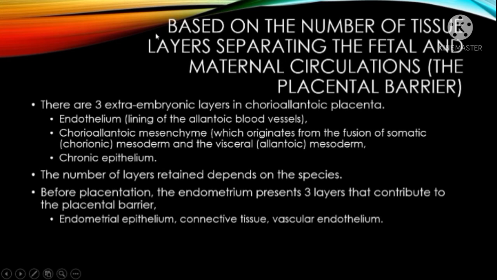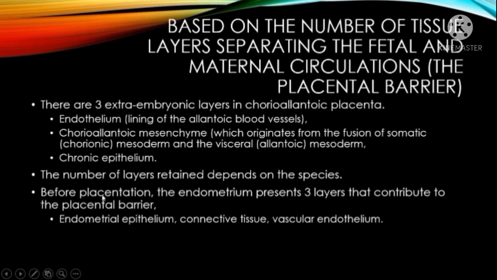Next, the classification is based on the number of tissue layers separating the fetal and maternal circulations. This is also called the placental barrier. There are three extraembryonic layers that are always in the chorioallantoic placenta. First is the endothelium, which is the lining of the allantoic blood vessels. Second is the chorioallantoic mesenchyme, which originates from the fusion of the somatic or chorionic mesoderm and the visceral or allantoic mesoderm. And third is the chorionic epithelium. The number of layers that is retained, however, depends on the species.